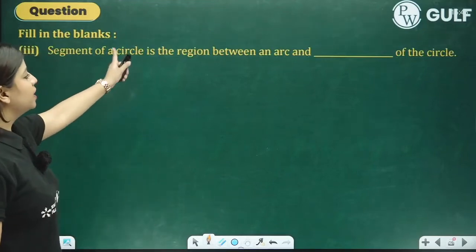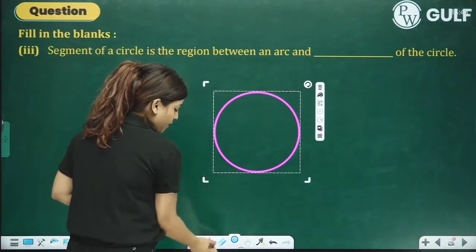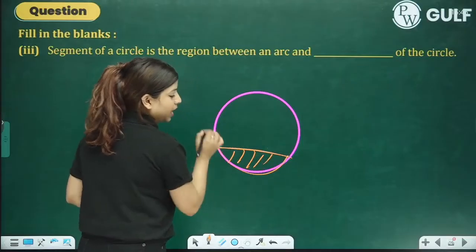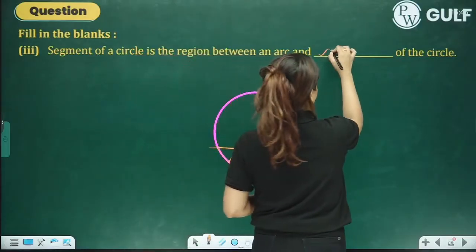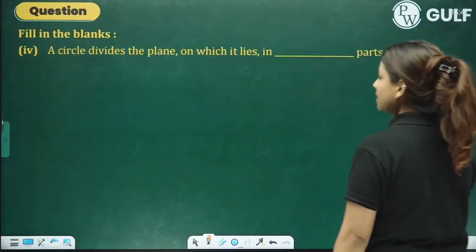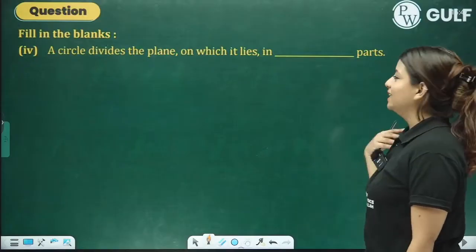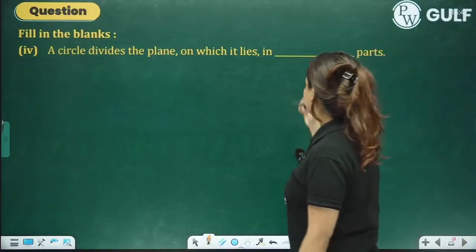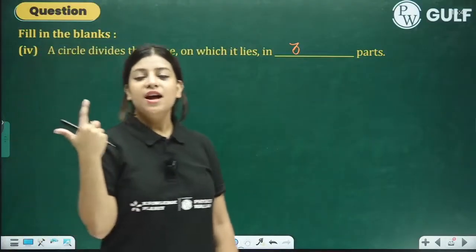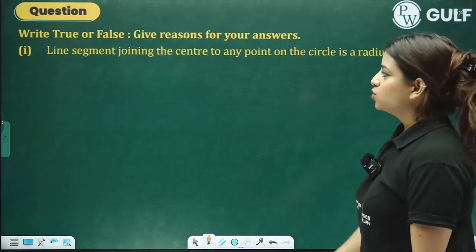Segment of a circle is the region between the arc and, so when we talk about the segment, students, if this is a circle, so this is the segment. So the segment is formed between the arc and chord of a circle. C-H-O-R-D, chord of a circle. Now next, a circle divides the plane on which it lies in dash parts. So we have learnt it in the very starting, in 3 parts, and those 3 parts are interior, exterior and on the circle.